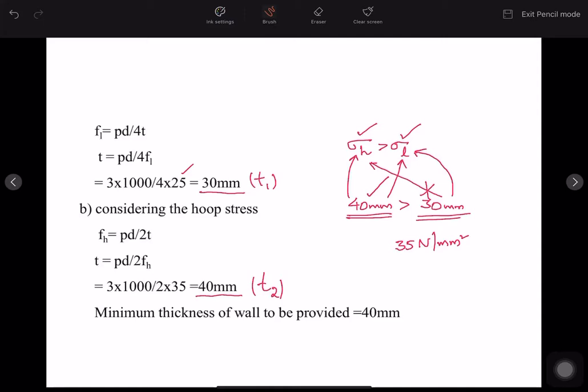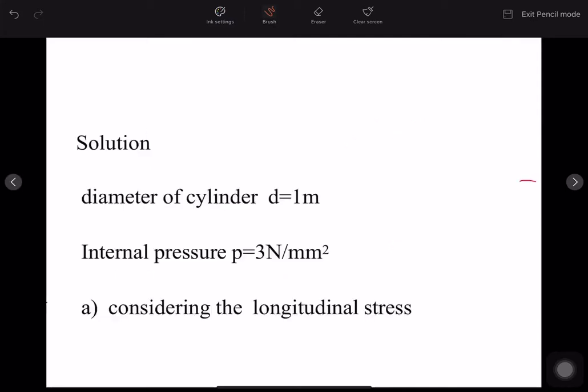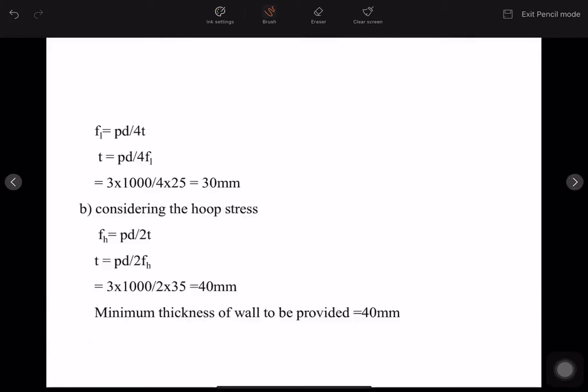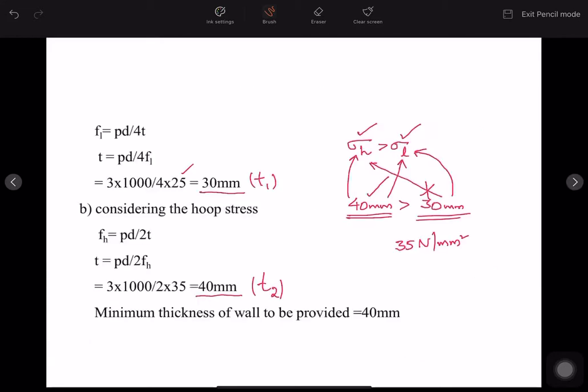I mean to say the cylinder will be safe only if you consider the hoop stress condition and calculate the thickness of the cylinder. Therefore, the minimum thickness of wall to be provided is 40 mm.